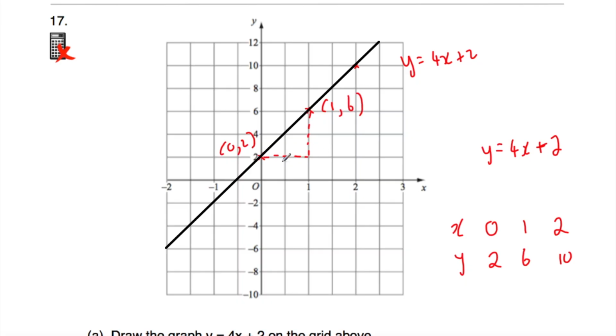So the run will be 1. We've got 1 unit across. And in terms of the rise, we're going from a height of 2 up to a height of 6. So the rise would be 4. And then the gradient m will be equal to the rise divided by the run.